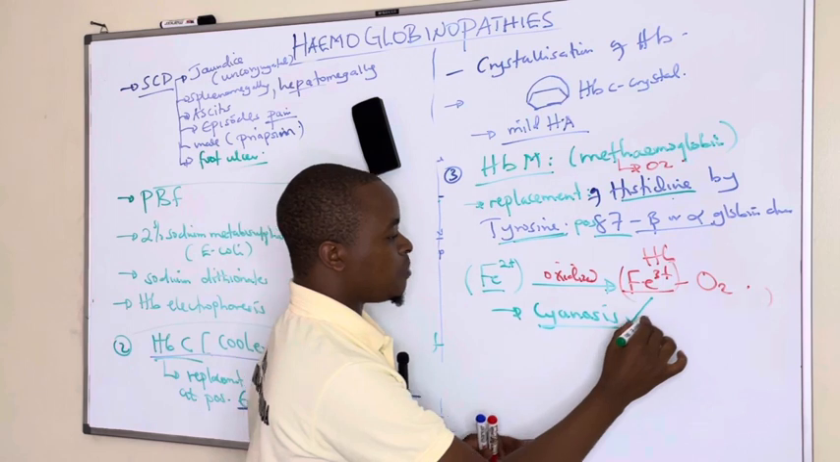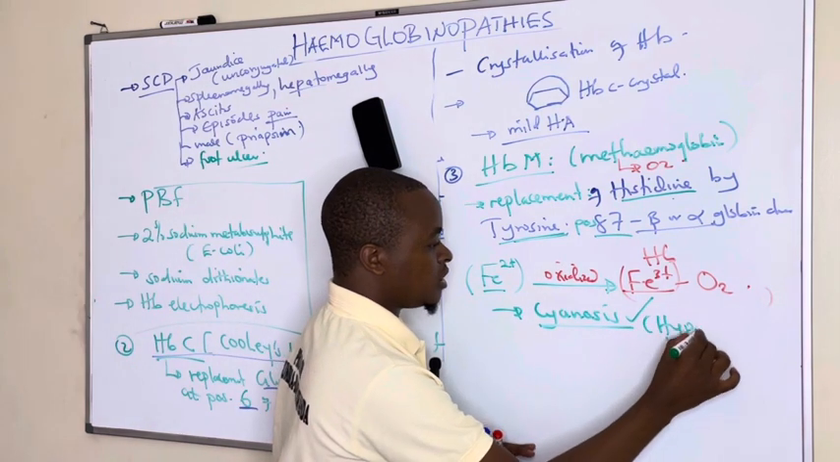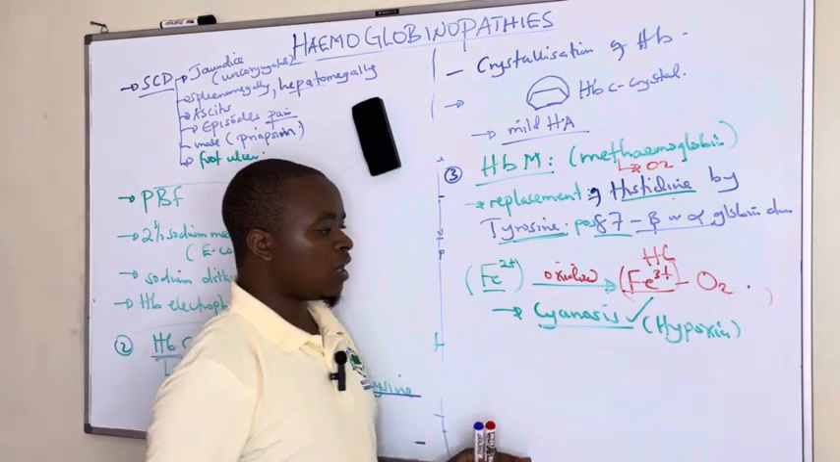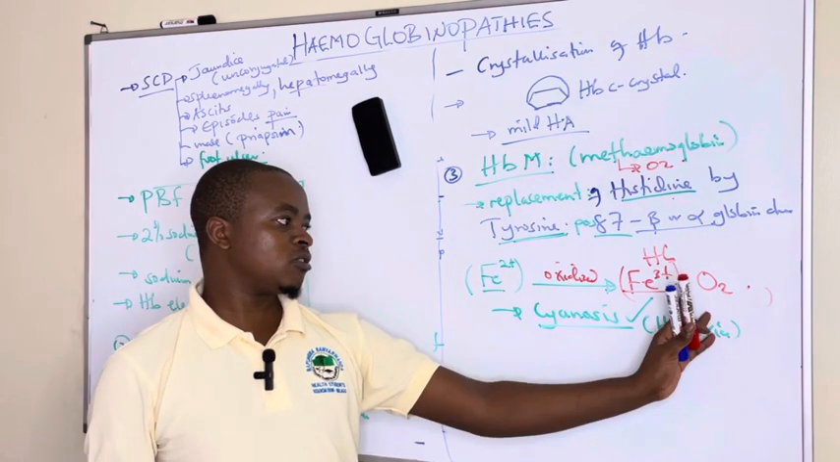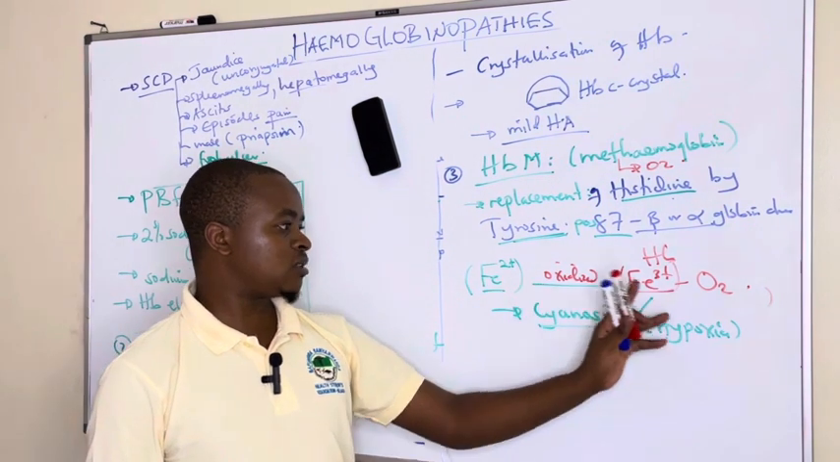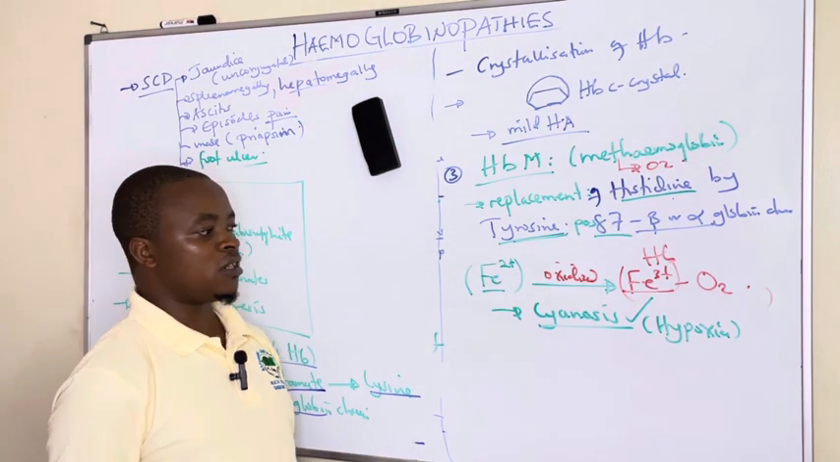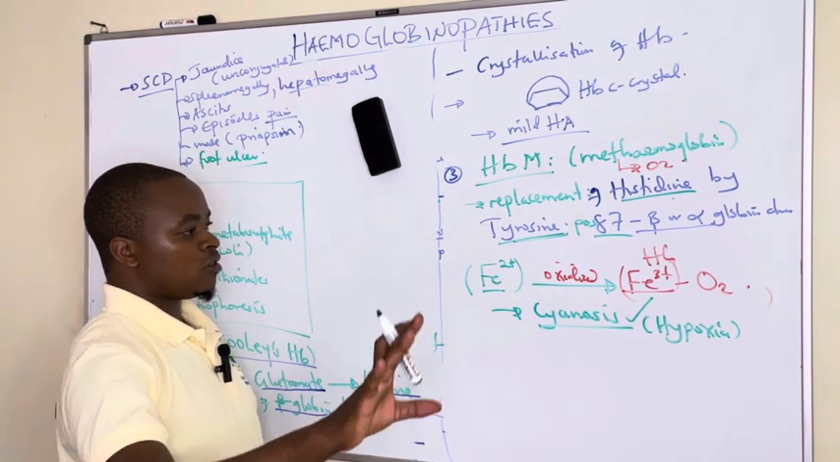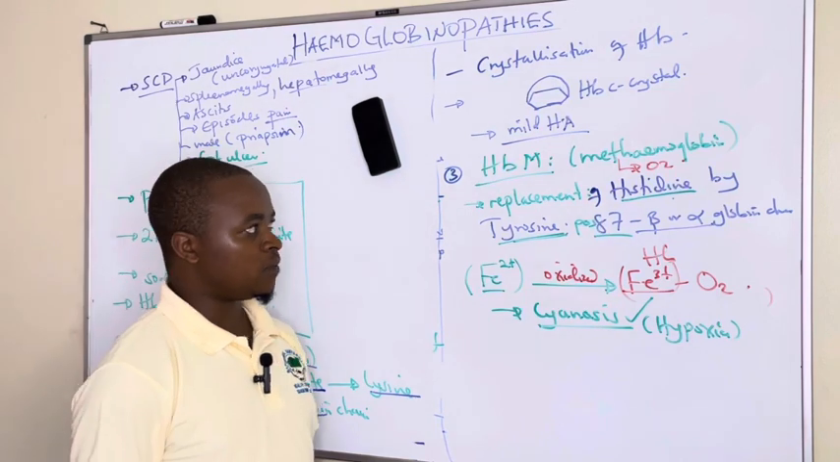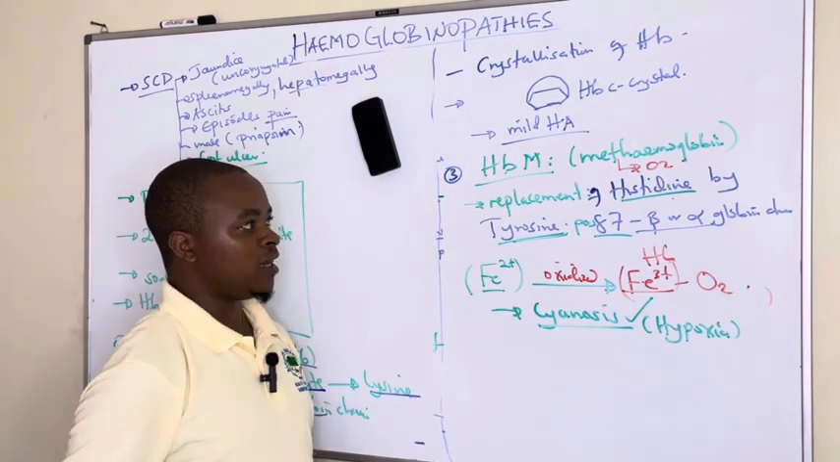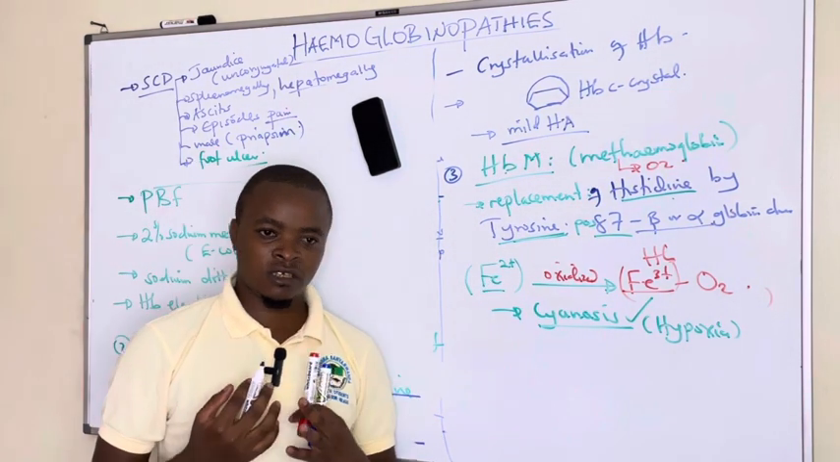Cyanosis is always due to hypoxia, little or lack of oxygen supply, because of iron 2 being oxidized to iron 3, so hemoglobin can no longer bind with oxygen to form oxyhemoglobin to deliver oxygen to the cells. So this is hemoglobinopathy M, which we are calling methemoglobin.